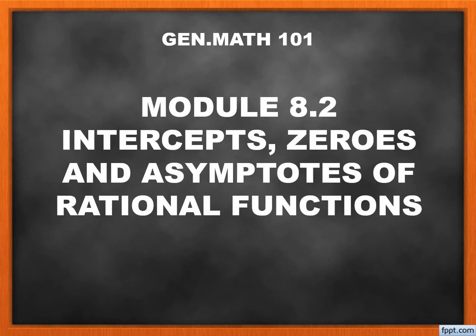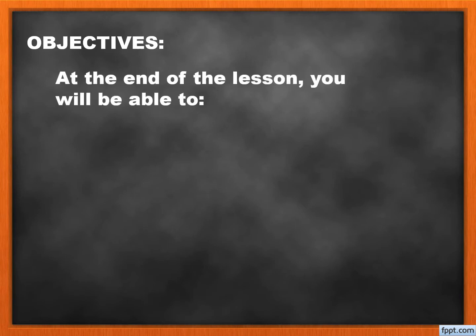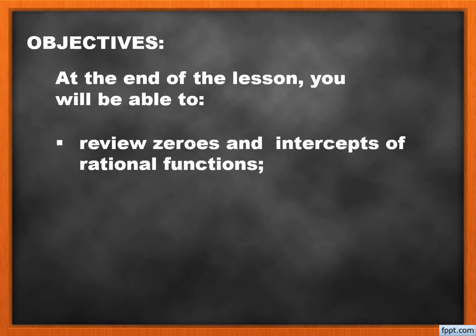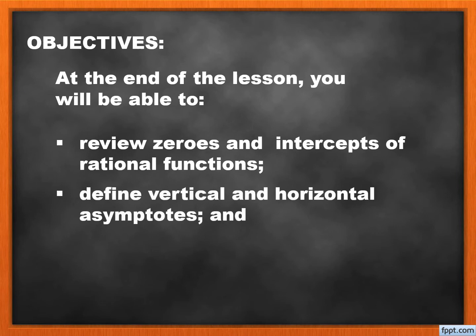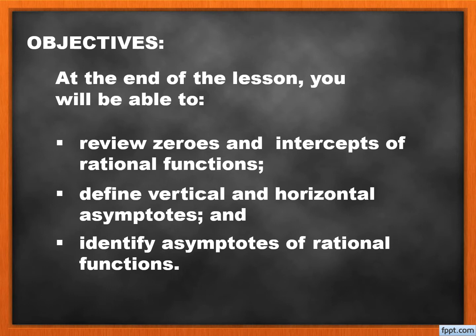Today we're going to discuss Module 8.2, which is about intercepts, zeros, and asymptotes of rational functions. The objectives for our lesson for today: at the end of the lesson, you will be able to review zeros and intercepts of rational functions, define vertical and horizontal asymptotes, and identify asymptotes of rational functions.